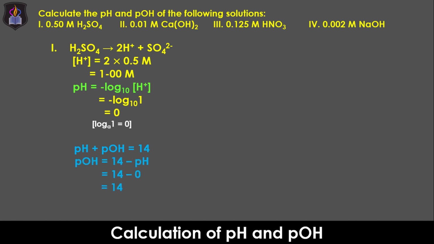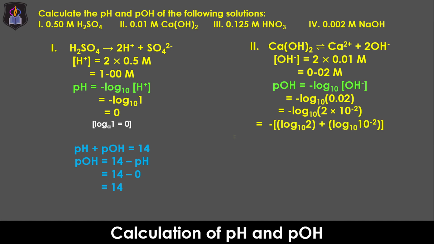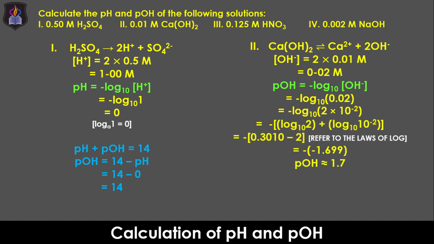For the calcium hydroxide, the dissociation of the alkali gives 1 mole of calcium ions and 2 moles of hydroxide ions. Next is to multiply the given concentration by 2 to get the total concentration of the hydroxide ions. Note that the concentration of an alkali is the amount of hydroxide ions present in 1 dm cube of its solution. The same way, the concentration of an acid is the amount of hydrogen ions present in 1 dm cube of the acid's solution. After that, substitute the hydroxide ion concentration value into the pOH formula and evaluate to obtain the value of its pOH as approximately 1.7. To calculate the pH, subtract the pOH from 14 to obtain 12.3.